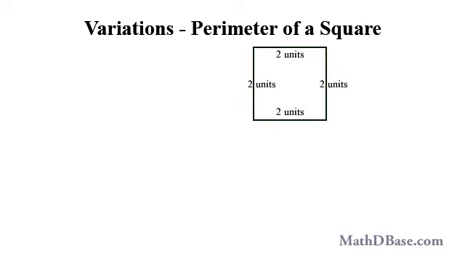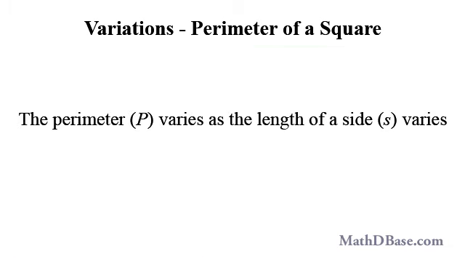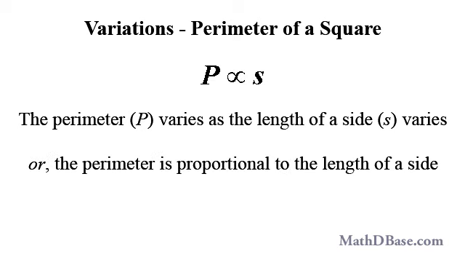If a square has a side of length 2 units, then its perimeter will be 4 times 2, or 8 units. If the square has a side of length 5 units, then its perimeter will be 4 times 5, or 20 units. The perimeter varies as the length of a side varies, and we write p varies as s, or p is proportional to s.